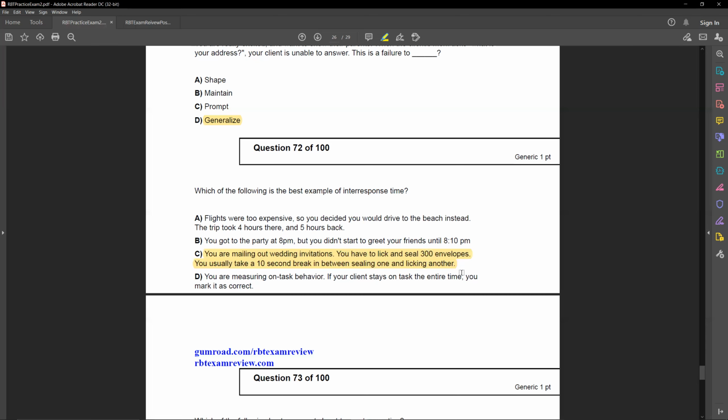Things like duration, frequency, and rate, we're looking at one response. When we're looking at interresponse time, we're looking at two responses, because we need the time in between. So that's a little hint: when you're looking at these questions, if we're looking for interresponse time, find the answer choices with two responses and find time in between. So the best answer here is C.